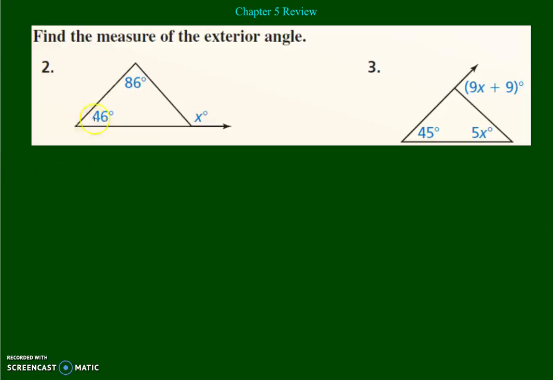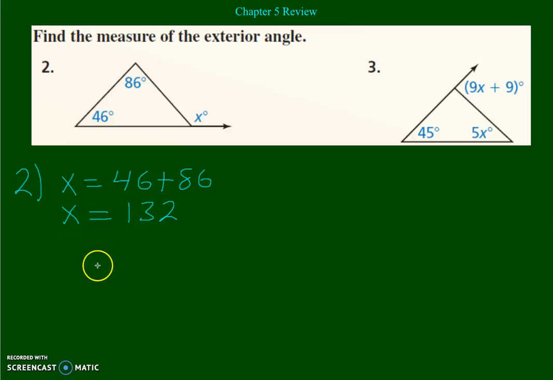In problems 2 and 3, we're dealing with the exterior angle theorem. It says find the measure of the exterior angle. So the x is the exterior angle. The exterior angle theorem states that the measure of an exterior angle equals the sum of the measures of the two non-adjacent interior angles. So for problem 2, x equals 46 plus 86, and x equals 132.